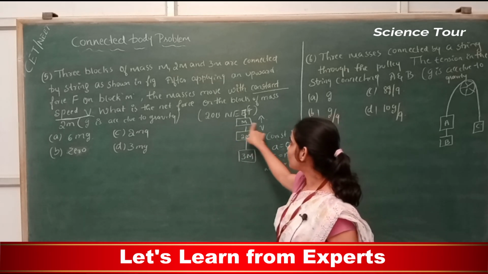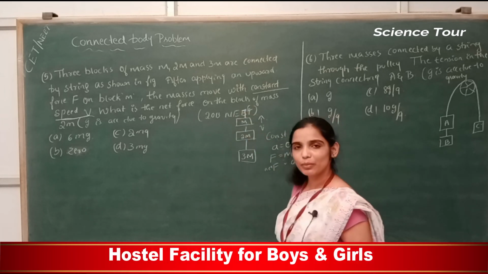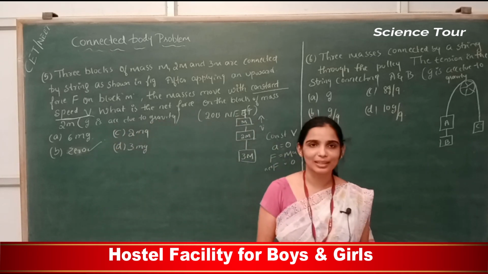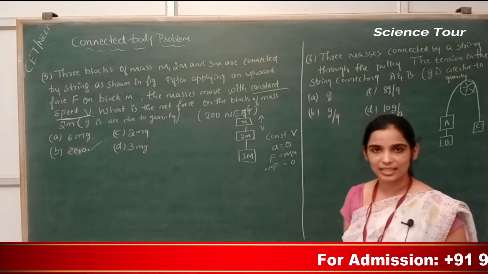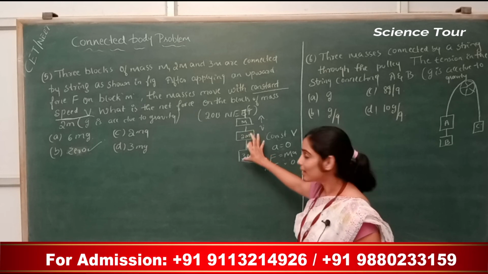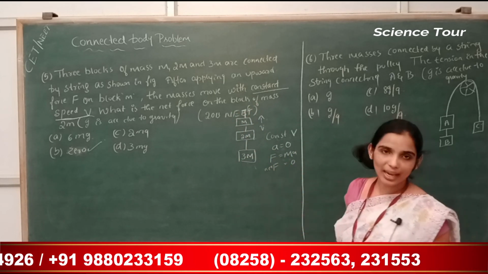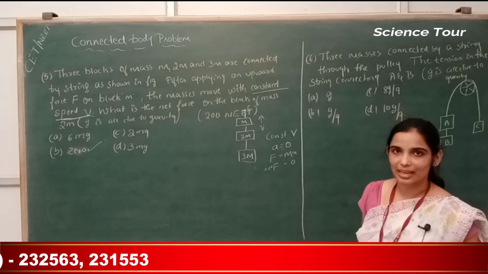Then what is the net force acting on 2m? Not only 2m, on every body it is 0. So option B is the right answer. There is no mathematical step. It is a direct answer. It appeared in the 2013 NEET examination. So constant force is applied, speed is constant, then obviously acceleration is 0. So the net force is also 0. Option B is the right answer.